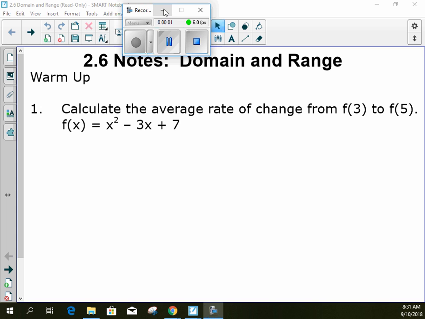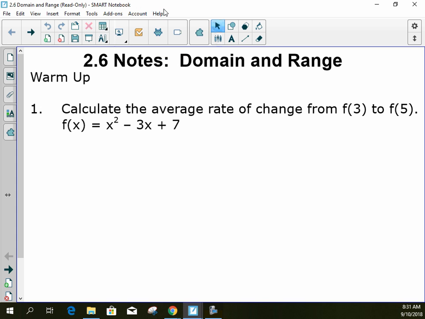Okay, this is 2.6, domain and range. Now, we are going over the warm-up. I need to calculate the rate of change from f of 3 to f of 5. F of 3 is which value, kids? 1, 2, 3. That's the biggest thing you have to memorize about this. This is your x value, okay?